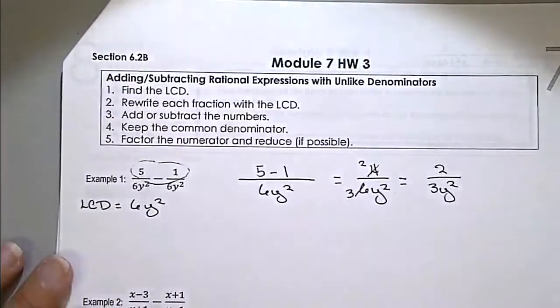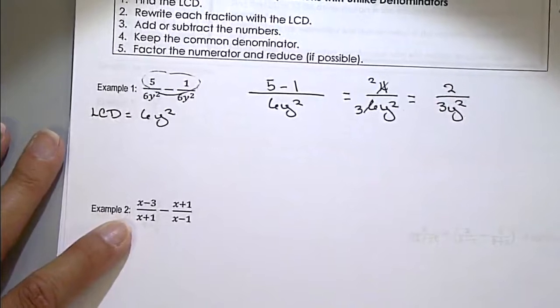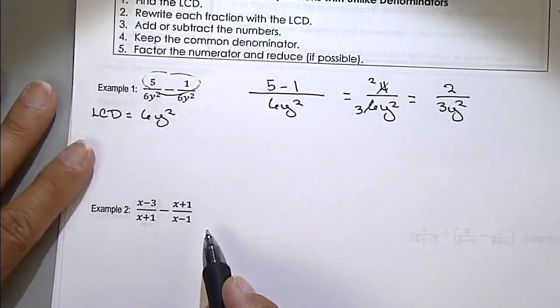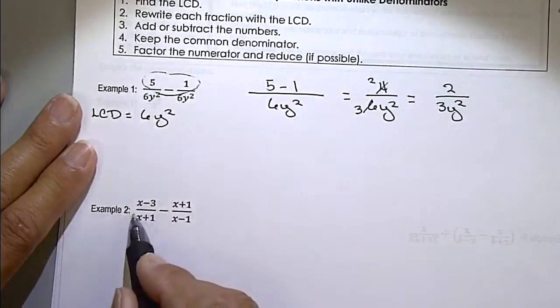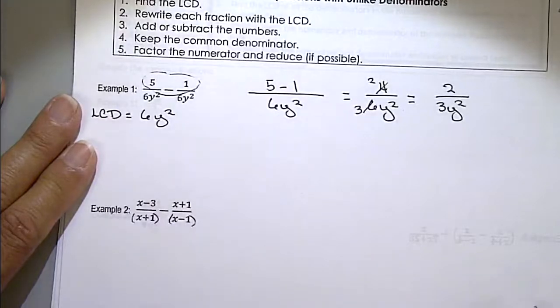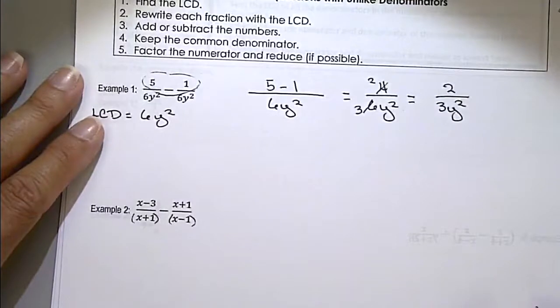Let's try one a little more complicated than that. Now, this is not the same. These don't have the same denominator, do they? So I've got a denominator of y plus 1, and I've got a denominator of x plus 1, and I've got a denominator of x minus 1. Well, this is going to get a little complicated and a little messy for me.